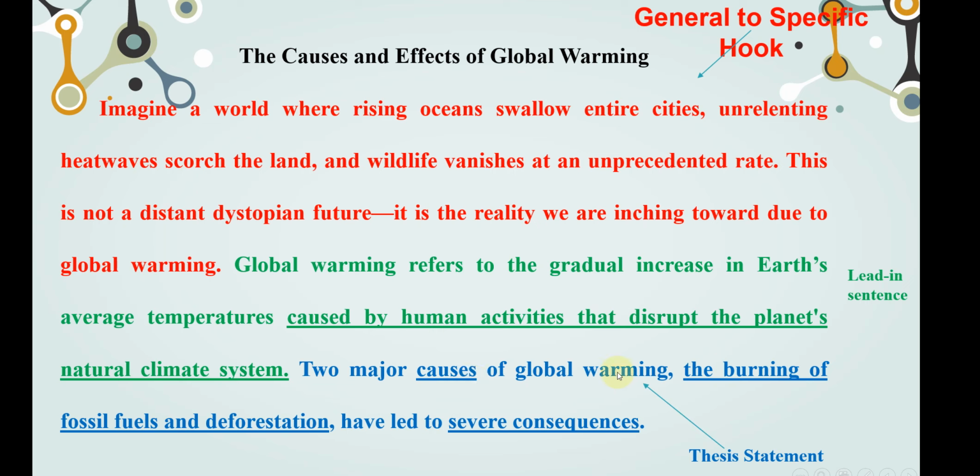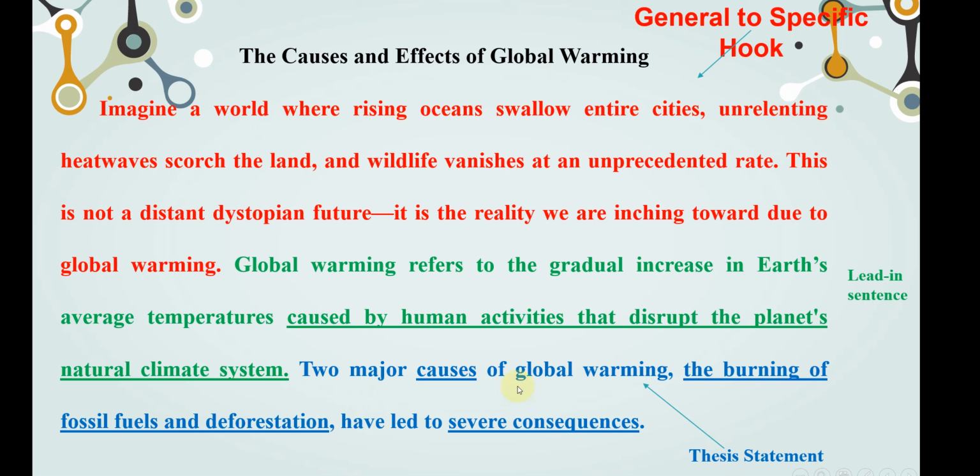Now, let's move to the thesis statement. In the thesis statement, I have to mention specifically the two causes that I'm going to discuss later on in the body paragraphs, and I have to say that they lead to severe consequences because my essay is going to be about the causes and the effects, not only about the causes, not only about the effects. It is not a one-sided essay. When I say a one-sided essay, you either write about the causes or about the effects. But here you have to write about the causes and the effects at the same time.